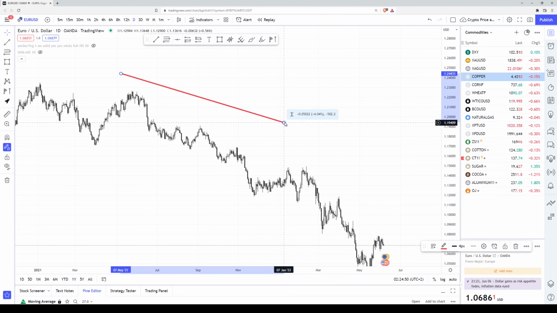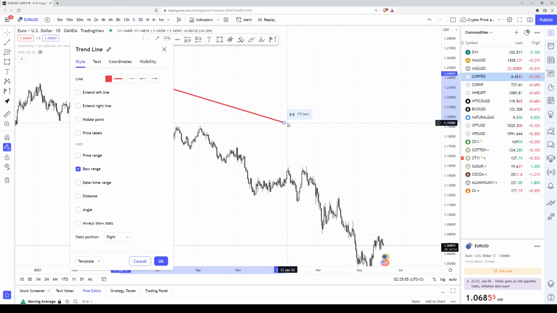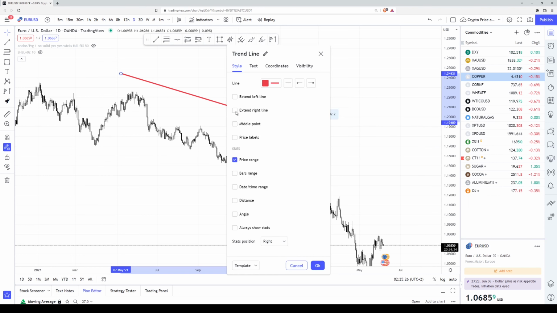So for example, if you compare the first to the last coordinate of the trend line, you see that there is a decrease of 4% and this many pips, for example. Also, if you look at the amount of bars, it's also something that's possible to see. So it takes 175 bars. In this specific example, these are days. So 175 days between the first and the second coordinate. And in that way, it's possible to show certain statistics if it's desired to do so, of course.